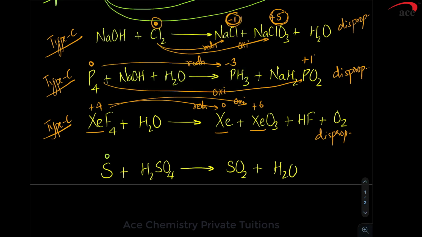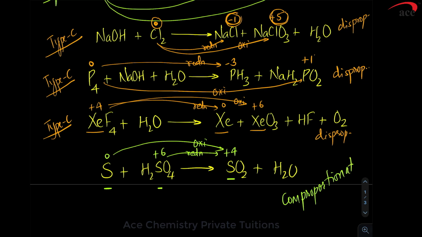If you check sulfur, here it is 0, sulfur here is +4, sulfur here is +6. Sulfur is getting oxidized and sulfur only is getting reduced. Two different oxidation states becoming one. Such a reaction is called comproportionation. We'll call this a type D reaction.